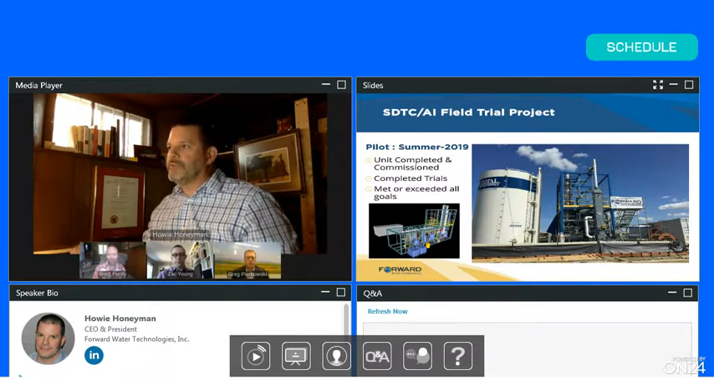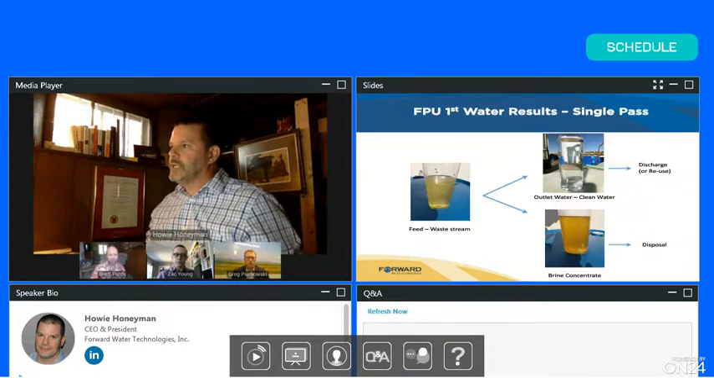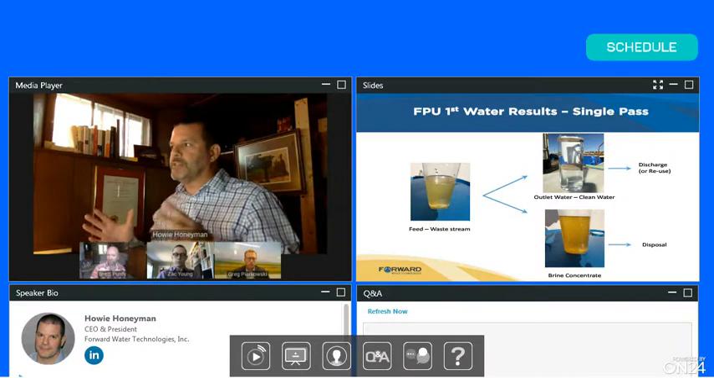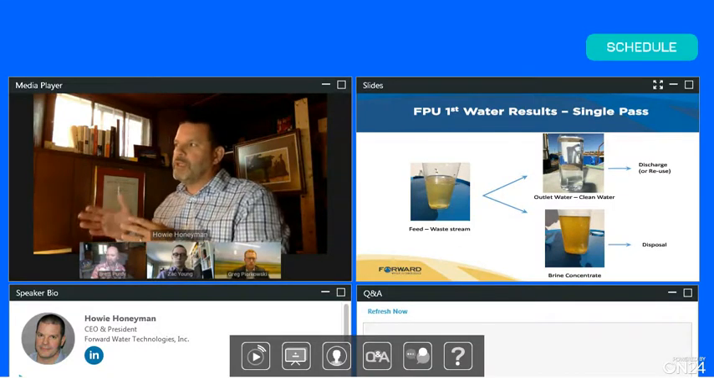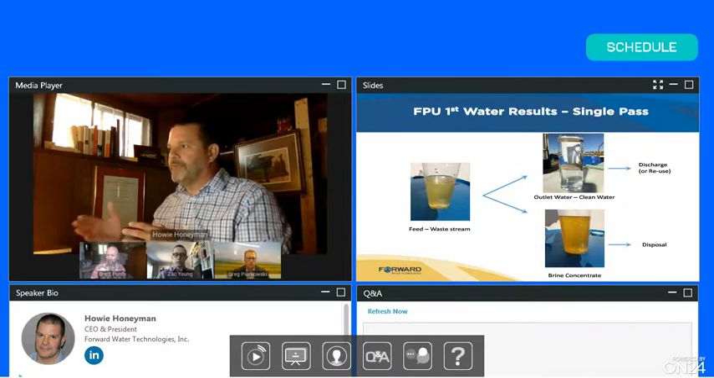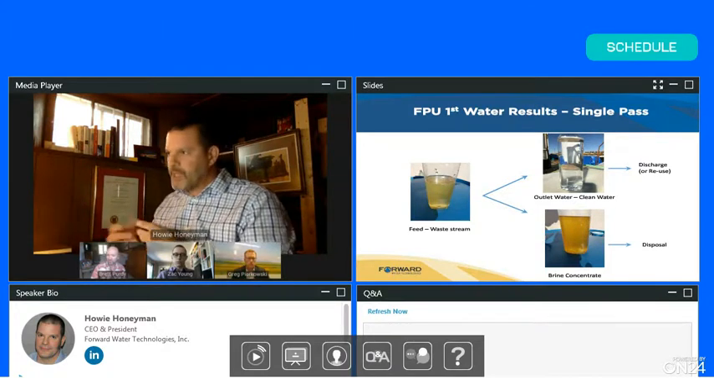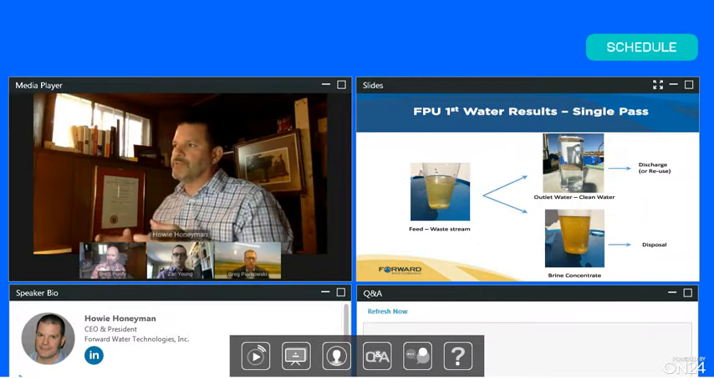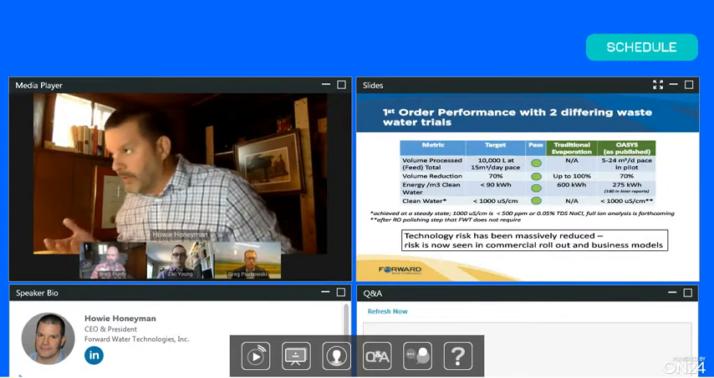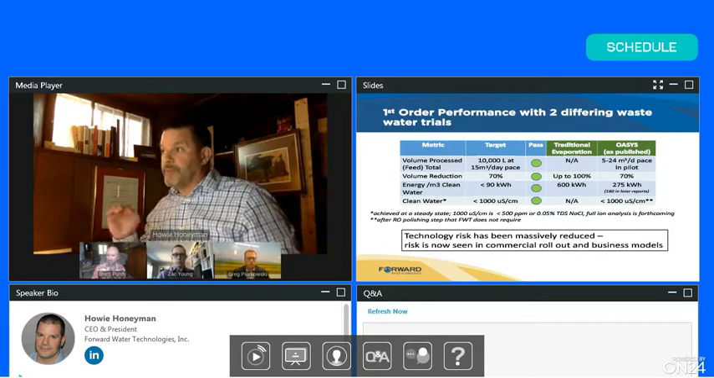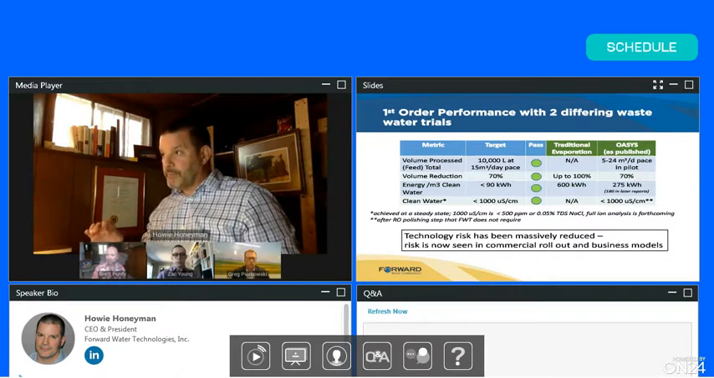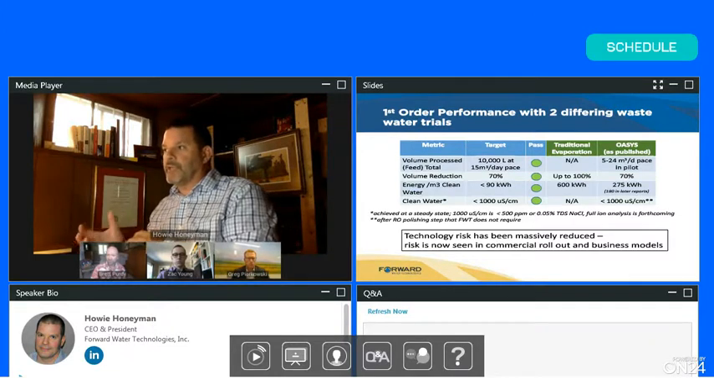So we completed those trials in the summer of 2019. And fortunately, as you can see on this slide, we took the feed wastewater, located on the left-hand side of the screen. We split that into two parts. 70% of the volume was free, clean water that could be sent for discharge, and then a final concentrate that would go for final disposal. And this is using real industrial waste streams sourced from oil and gas operations in Alberta. In doing that, we met all of our technical goals as well. We were able to show that we processed the right volume. The volume reduction met or exceeded our expectations at 70%. So 70% of the volume was reclaimed as clean water.